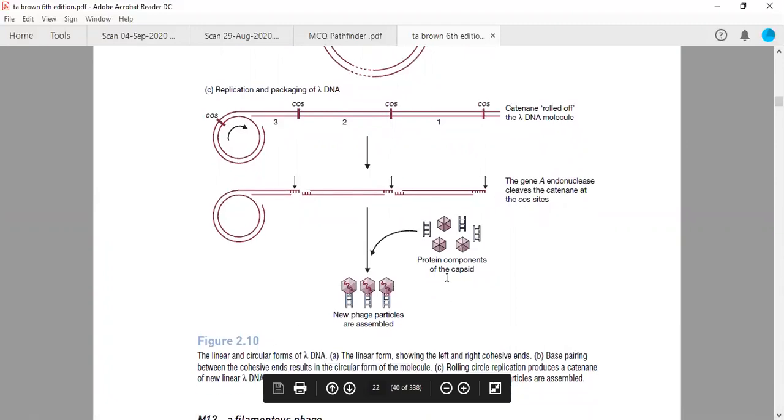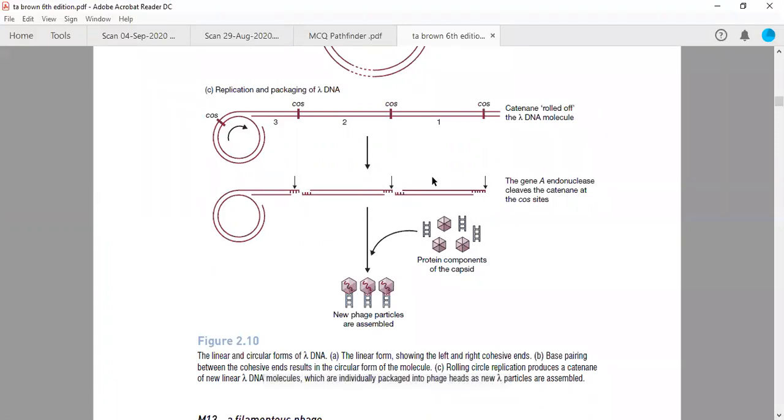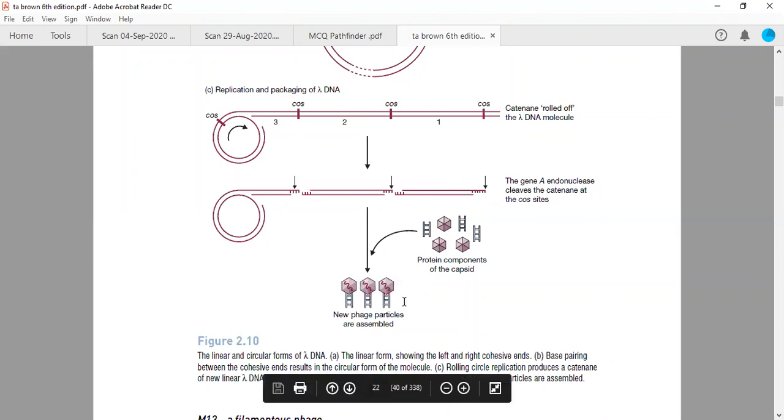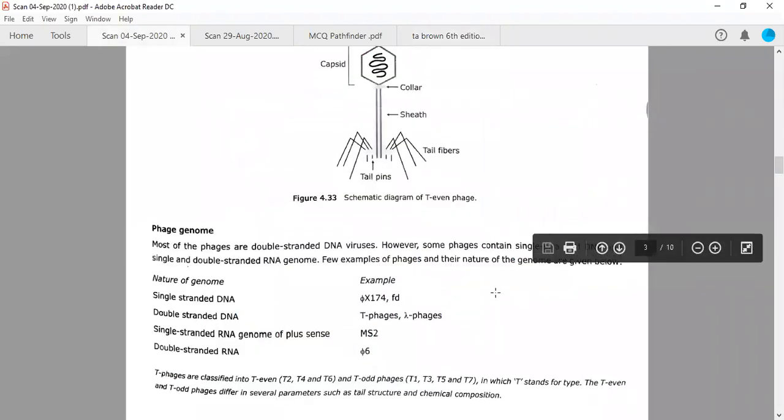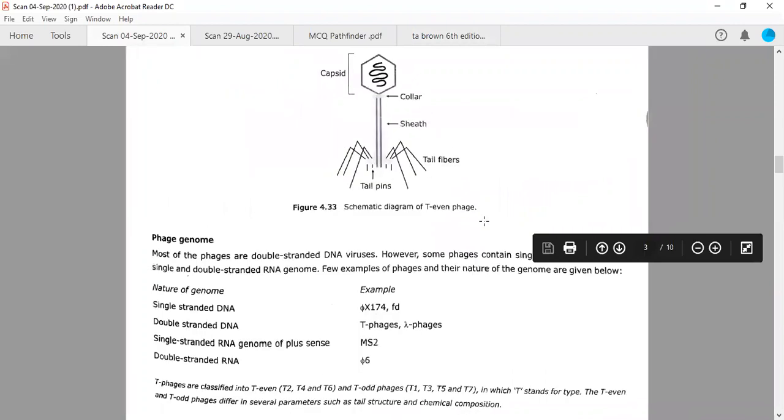So this is a simple model. You can understand that this viral genome, the double-stranded DNA, is the genome of lambda bacteriophage. Then some viruses have a single-stranded RNA genome, plus strand, for example MS2, and double-stranded RNA as well. It is present in phi 6. So there are some examples given here.